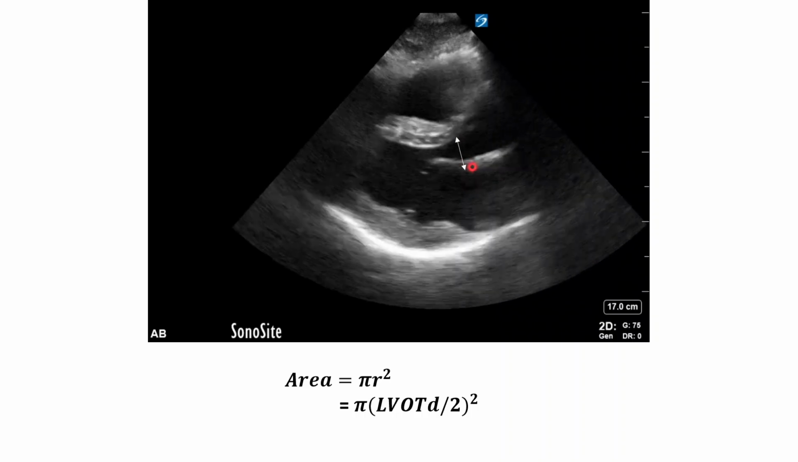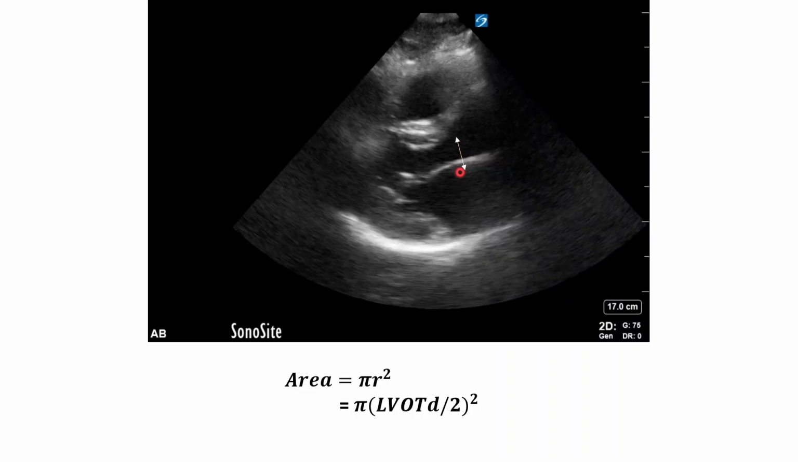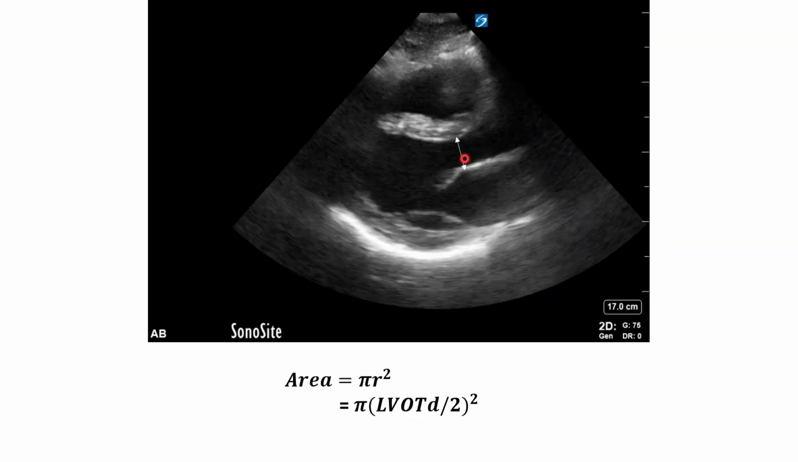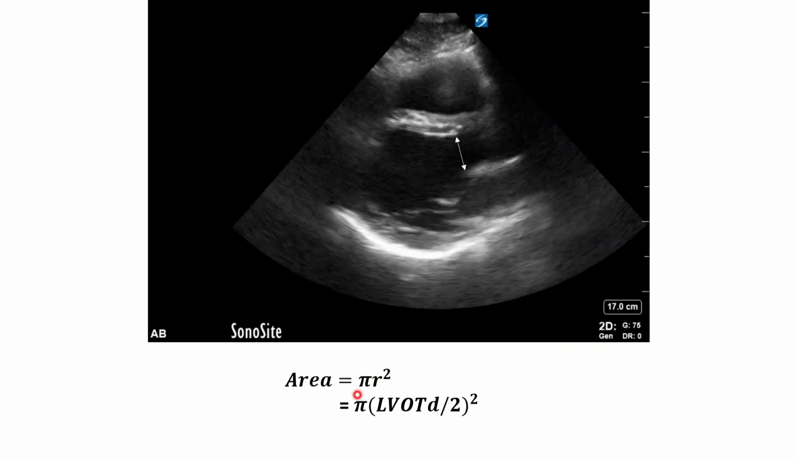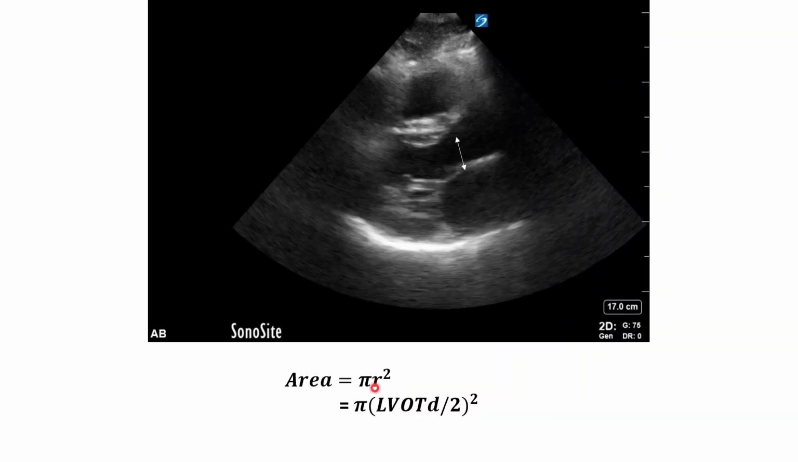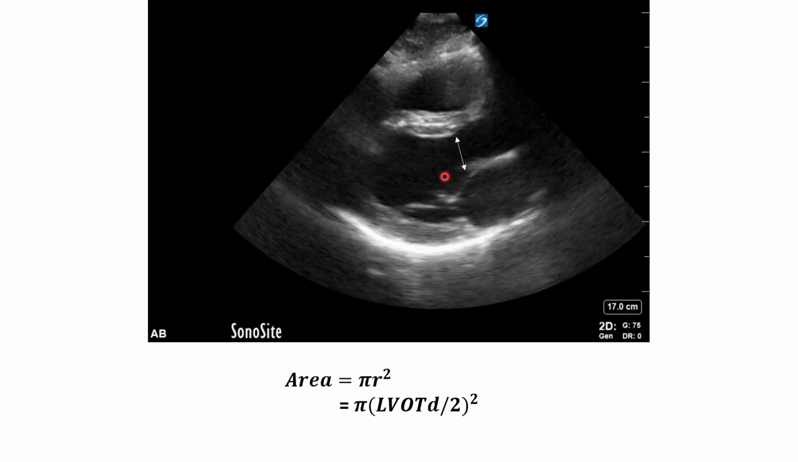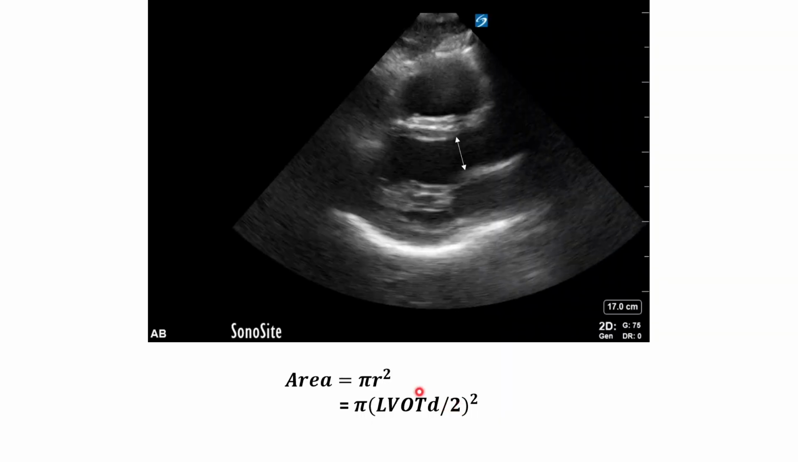The trick here is that most people have got this diameter of 2 centimeter. So the formula for the area of the left ventricular outflow tract is pi multiplied by r squared. R is the radius. So if we measure the diameter and divide it by 2, we get the radius.